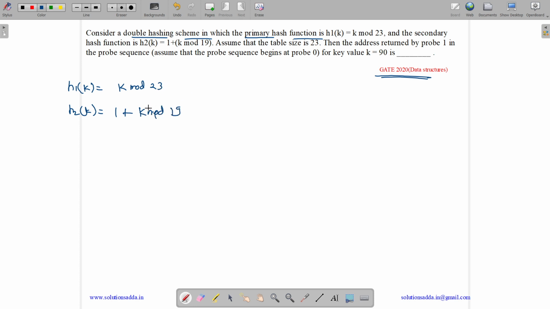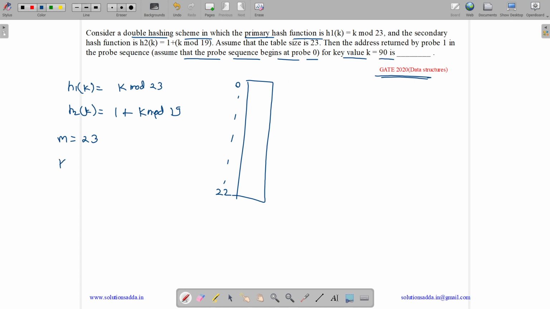So the question states, assume that the table size is 23. So we have a hash table of size 23, from slot 0 to 22, which means our m value is 23. Then the address returned by probe 1 in the probe sequence. Assume that the probe sequence begins at probe 0 for the key value k = 90.